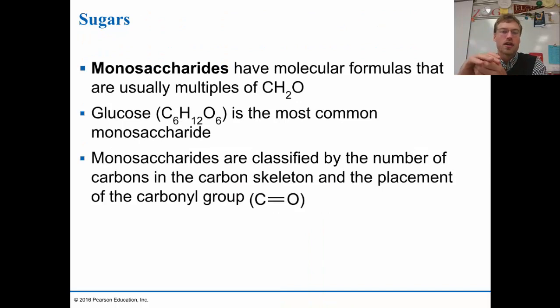Monosaccharides have molecular formulas that are usually multiples of CH₂O, so that's a 1 to 2 to 1 ratio of carbons to hydrogens to oxygens. Glucose is the most common monosaccharide, and its formula is C6H12O6.